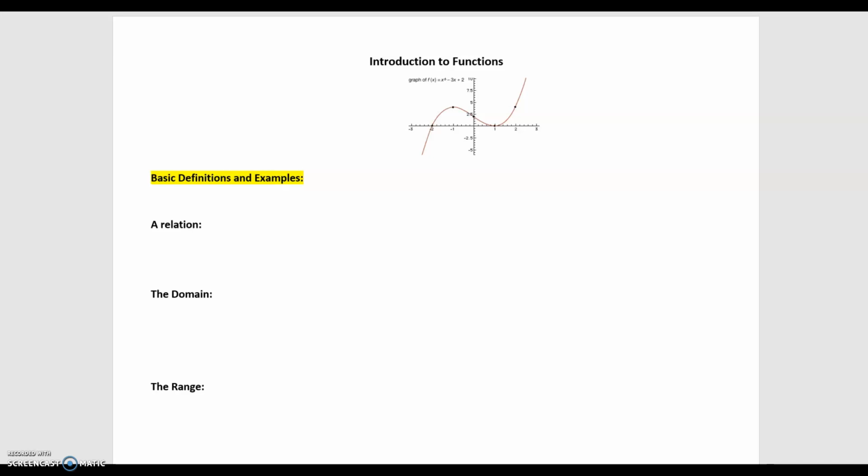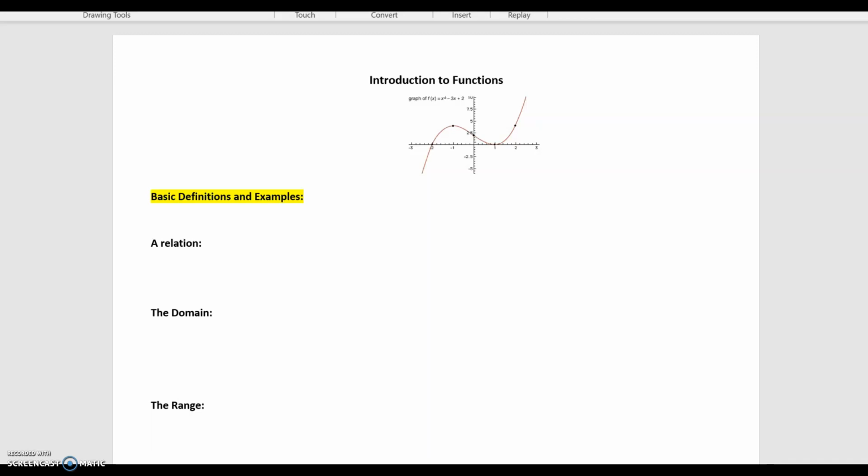Hi class, in this module we're going to talk about the idea of functions. And let me go over a couple of definitions that lead us to the idea of a function. The first definition is a relation. Now, in mathematics, when we talk about a relation, we are talking about a set of ordered pairs.